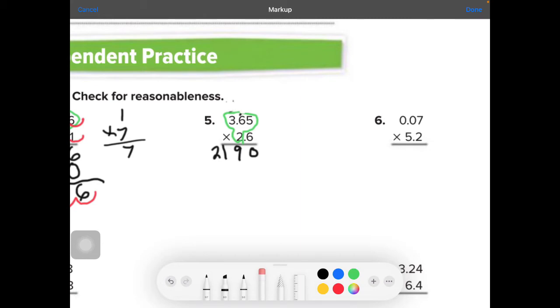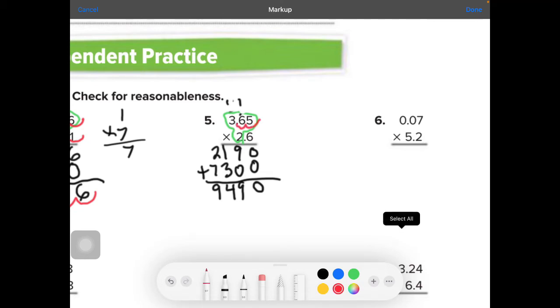And I'm going to erase this work up here so it doesn't confuse me. 2 times 5 is 10. I put a placeholder 0 there, bring down the 0. 2 times 6 is 12, plus 1 is 13. Sorry, 2 times 3 is 6, plus 1 is 7. 9, 4, 7, 8, 9. So then there is our answer.